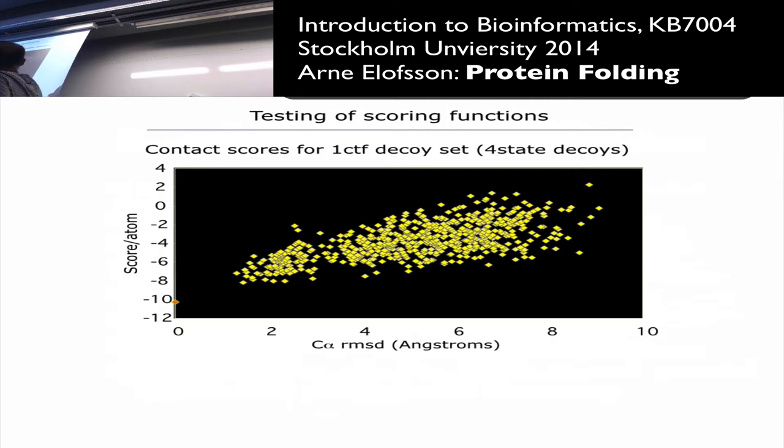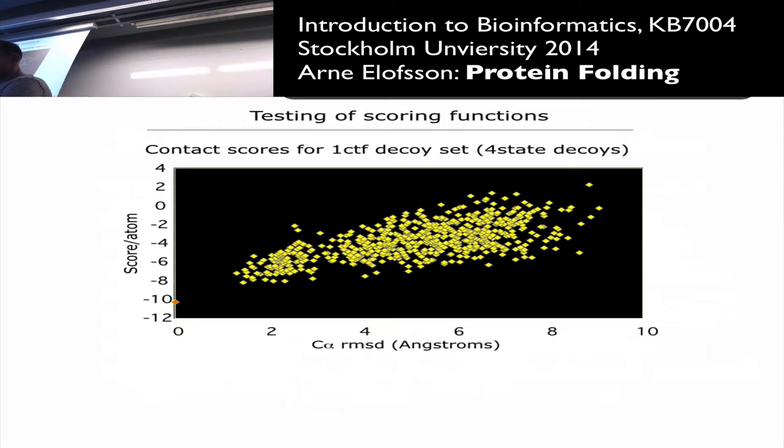So you see, of course, on average there is some kind of correlation with the distance from the native structure. And if you really look, the best or one of the best models has the lowest energy. But the energy difference between that one and those is not very big, and these are much worse models. So the energy function is not perfect at all, but there are a number of models here, and probably this cluster is the biggest cluster, so you would probably pick that one.